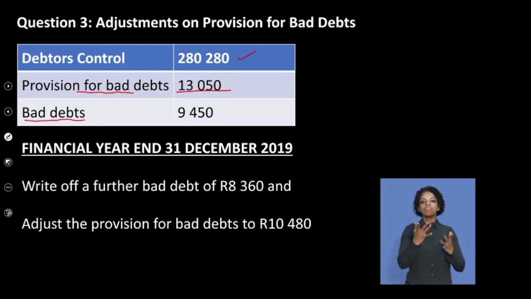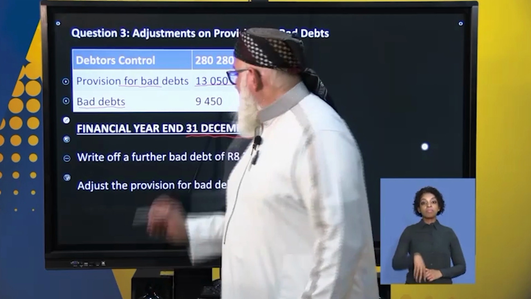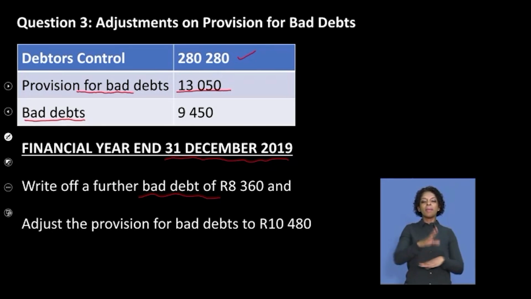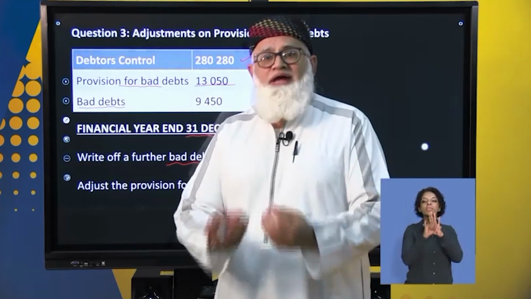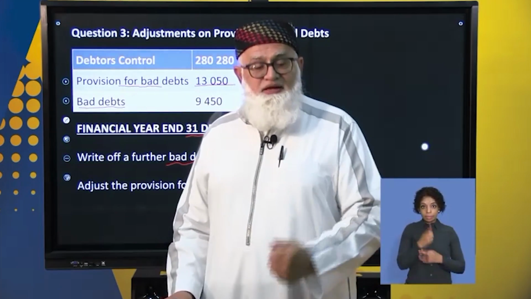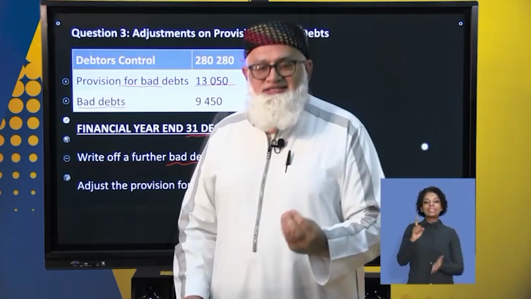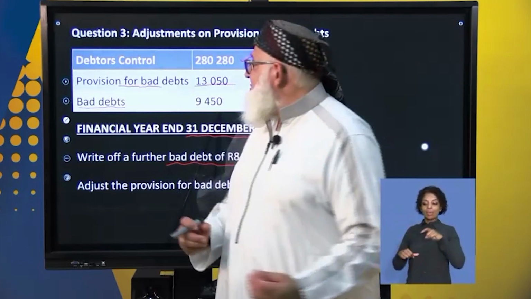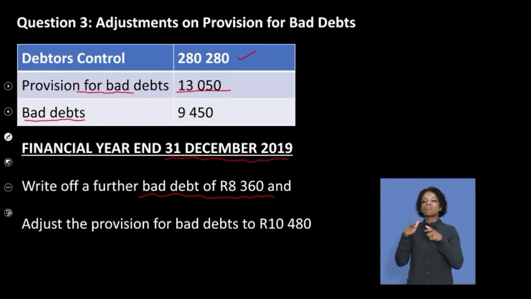What are we told? Financial year end, 31st of December. Write off a further bad debt of 8,360. Let's take that adjustment first. Immediately, you've got to identify the two accounts involved. You're writing off a further bad debt. That means you're going to debit bad debts. Why? Because it's an expense. And you credit your asset account, namely debtors control. In other words, this debtors control figure is going to change.